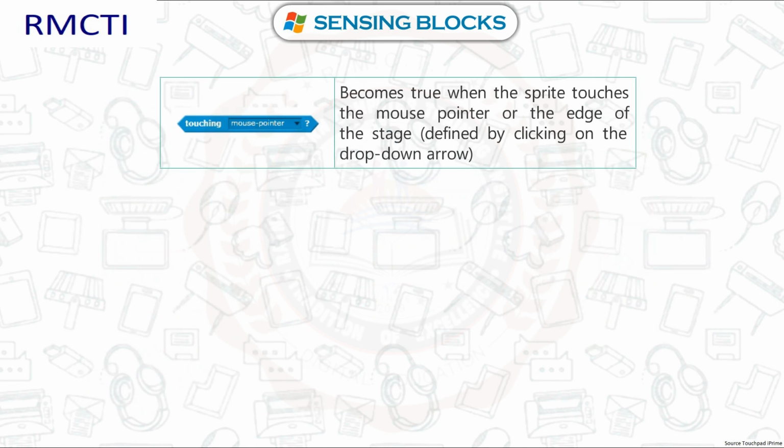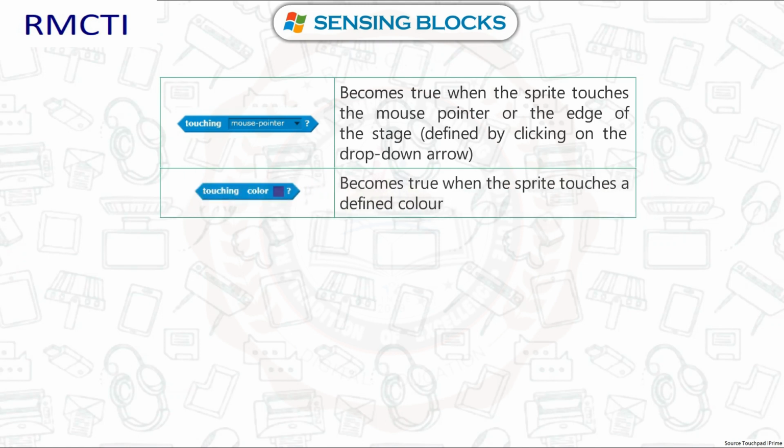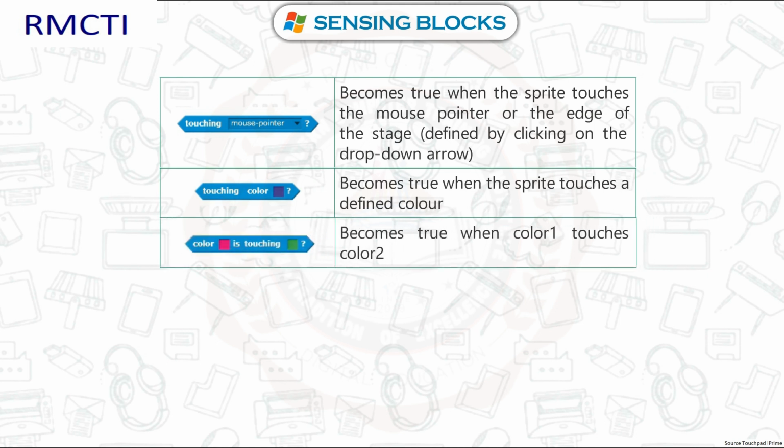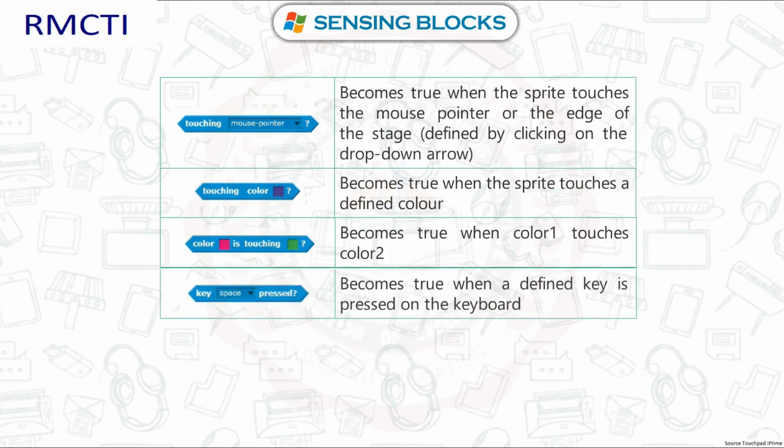Touching mouse pointer becomes true when the sprite touches the mouse pointer or the edge of the stage, defined by clicking on the drop-down arrow. Touching color purple becomes true when the sprite touches a defined color. Color red is touching color green becomes true when color 1 touches color 2. Key space pressed becomes true when a defined key is pressed on the keyboard.